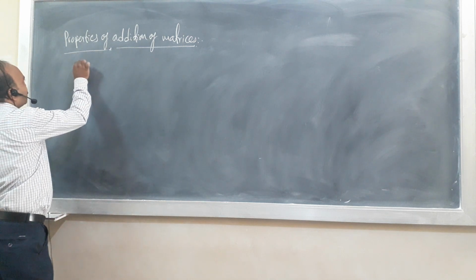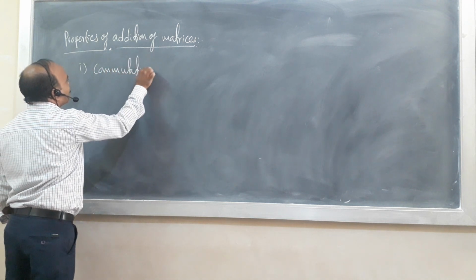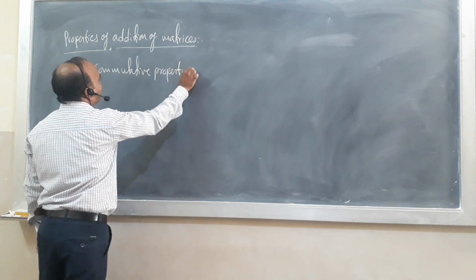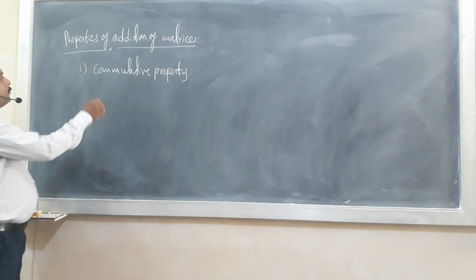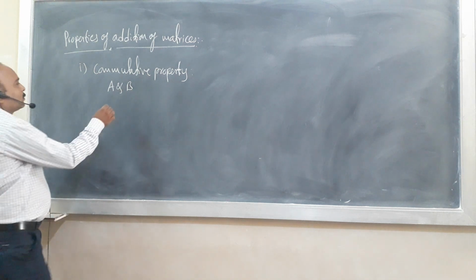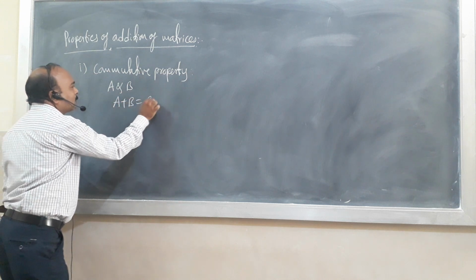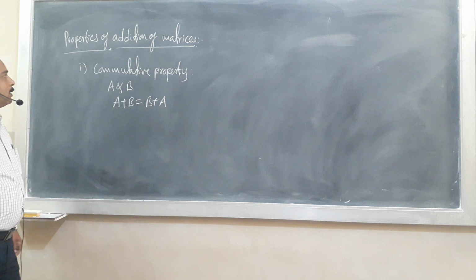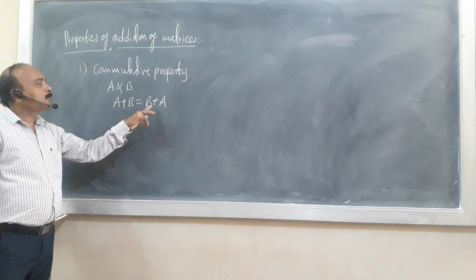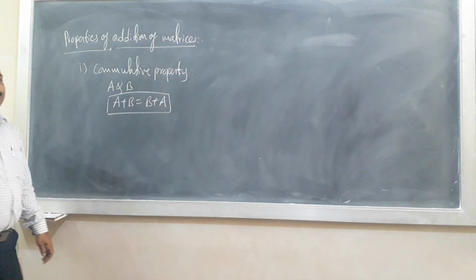The first one is the commutative property. Commutative property means if you consider two matrices A and B of the same order, then according to the commutative property, A plus B is always equal to B plus A. Means addition of matrices is always commutative. If you add matrix A with B or B with A, you get the same answer. It is called the commutative property of addition of two matrices.